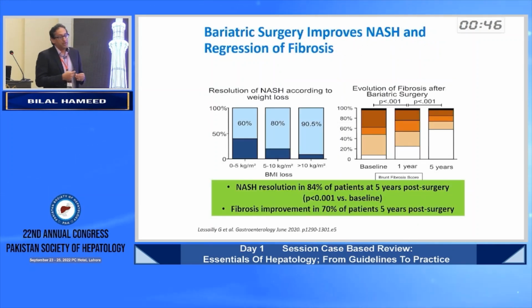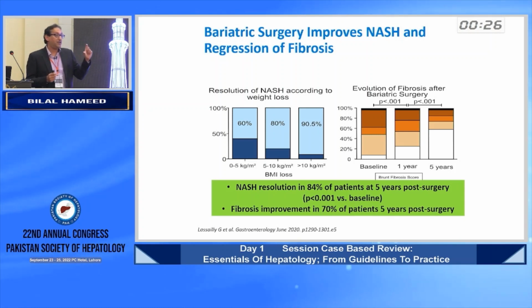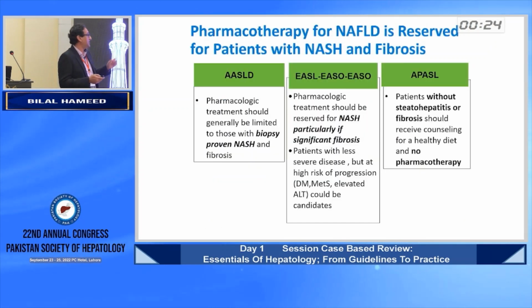We talk about bariatric surgery, which has excellent data out there, although most of them are retrospective. But the resolution of NASH can be seen in about 84% of patients, even 5 years after the surgery. And fibrosis improvement can happen in up to 70%. So there will be selected patients who will still be considered candidates for bariatric surgery.